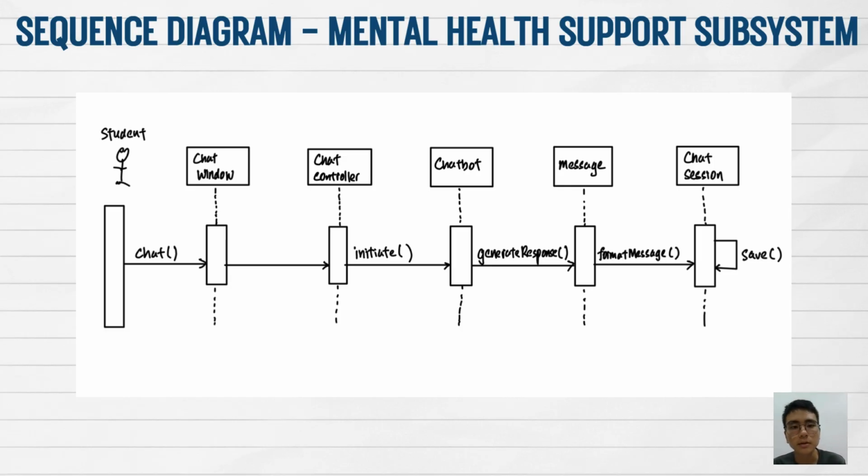The sequence diagram for the mental health support subsystem is relatively simple. The use case is the student chatting with an AI chatbot. The student will initiate the chat by sending the chat message to the chat window, which is the view. Then the chat window will link to the controller, which will initiate the chatbot. The chatbot class will then generate a response to a message class, and then the message will format the message to the chat session, which will be saved to be viewed in future sessions.